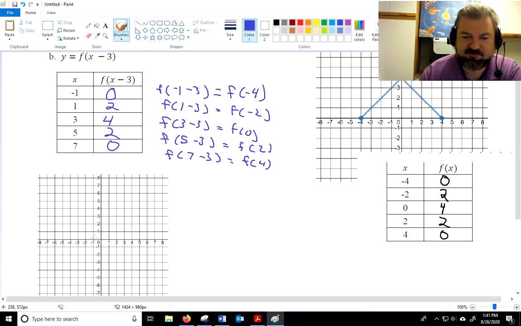So when we plot these values, what we're going to see is that this graph has actually been moved to the right 3. Let's see here. 1, 2, 3 went to 4, 5 went to 2, and 7 went to 0.